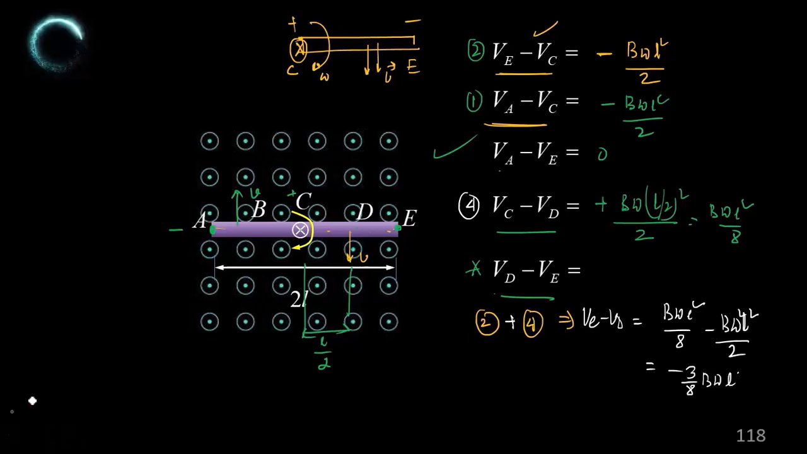The answer has come. You were asked to find VE minus VD, the answer is plus 3 by 8 B omega L square. This is how you have to calculate it. Okay, so whenever I have to calculate the rotational EMF, one point must be the pivot point, then only I can apply the formula B omega L square by 2. What is the L? L is the distance between the two points.